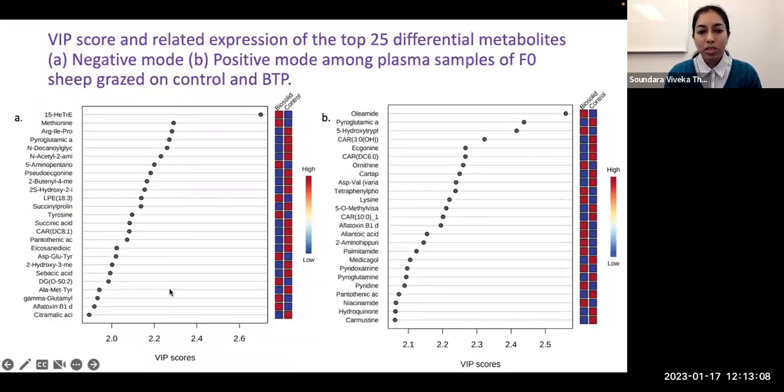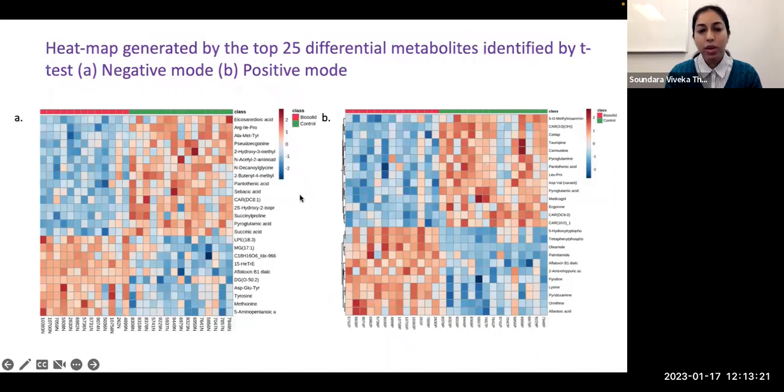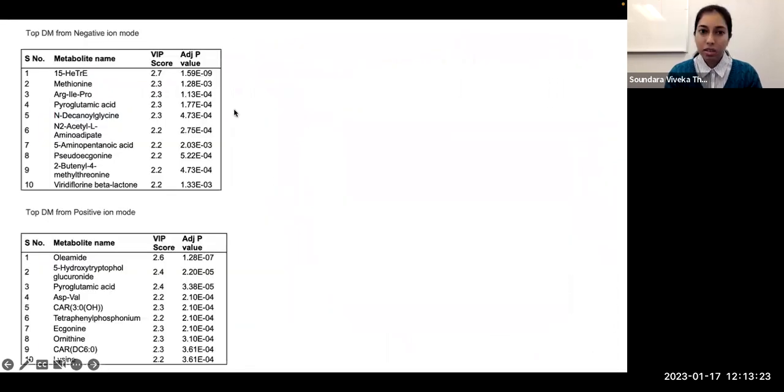Next, the variable importance in projection scores. These scores reflect the importance of these metabolites to the variability seen between the two groups. So we combined the VIP scores and the t-test to identify the total differential metabolites. The tables here reflect the top 10 differential metabolites identified from the negative ion mode and the positive ion mode.